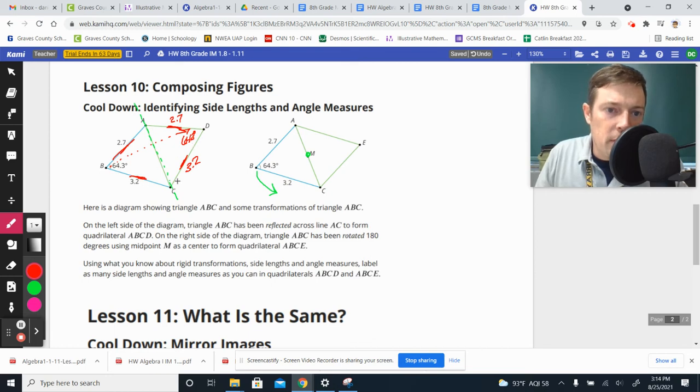We don't know enough about these angles to guess what they are, and there's no other side lengths for us to measure other than maybe the diagonal here, but we're not going to worry about that because it wasn't given in the first place. All right, let's go over to the other side.